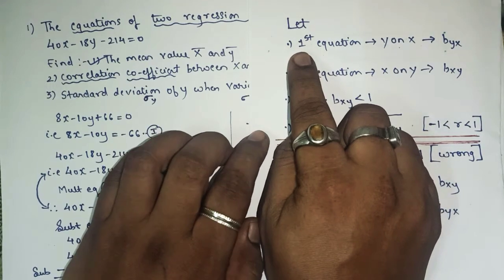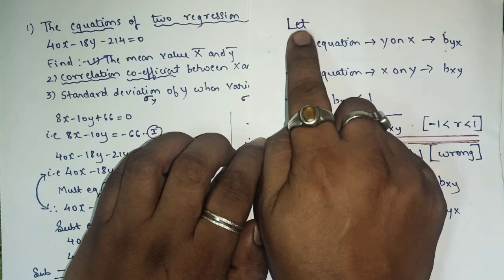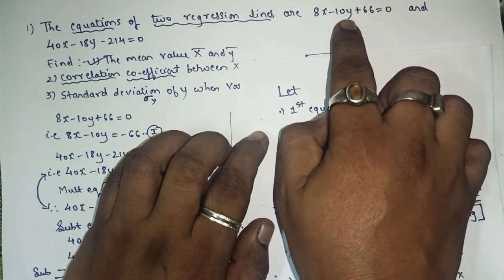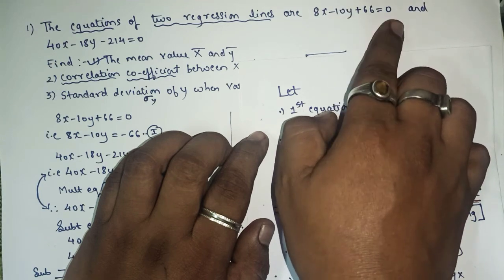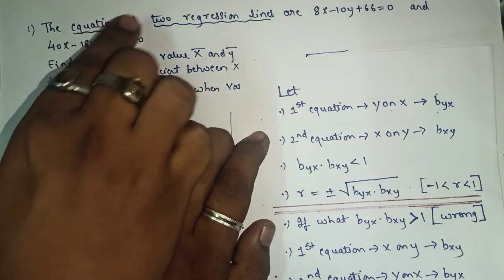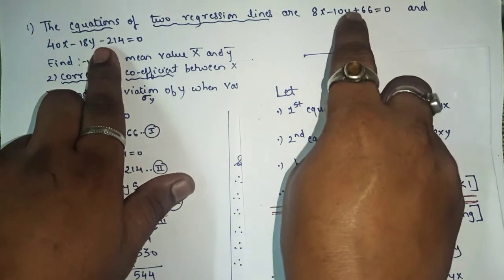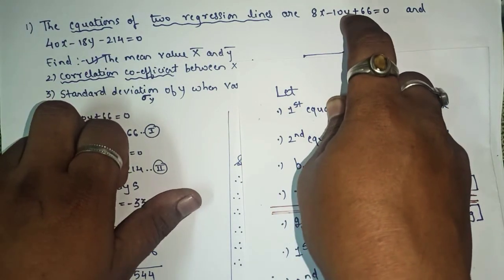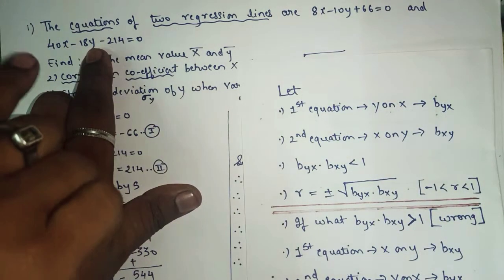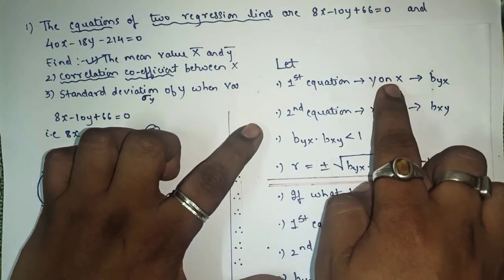In the first step, you will start writing with "let". In each and every sum you will start writing with "let" and consider the first equation. Here we don't know whether the first equation is x on y or y on x, because it is simply written as the equations of two regressions. Exactly it is not mentioned in the question whether the first equation is x on y or y on x, and the second one is y on x or x on y. So we'll consider, let the first equation be y on x.